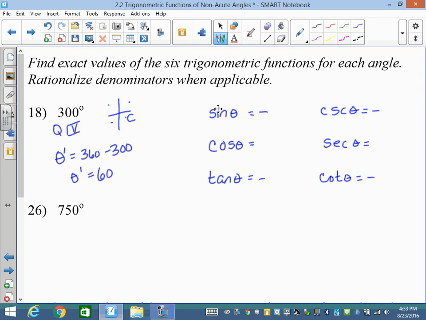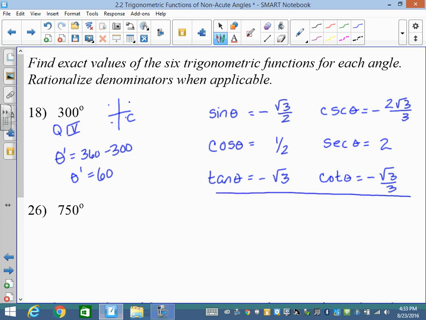So go to sine. Sine of 60. Go down your list on your card. And sine of 60 is radical 3 over 2. Cosine is 1/2. And tangent is sine over cosine, or negative radical 3. Cosecant is a reciprocal of that, but again, you should just already have it on your card. So 2 radical 3 over 3. Reciprocal of 1/2 is 2. And reciprocal of radical 3 is radical 3 over 3. And done. All right, why don't you pause this and then try the next one.